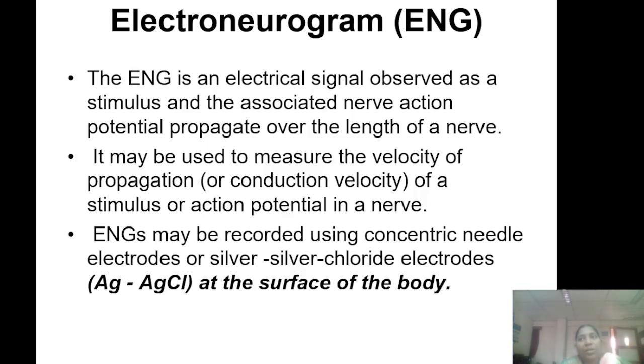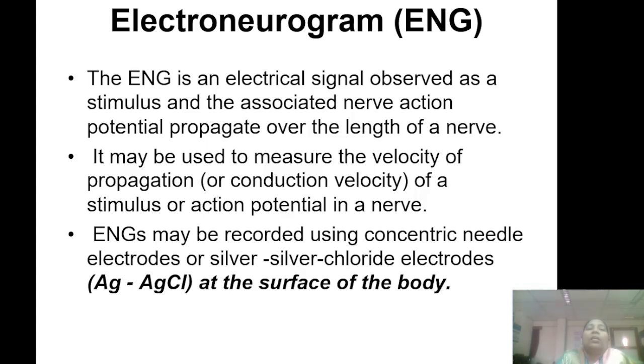We apply a stimulus to the nerve, and then we find the response of how the nerve is conducting. To record this electroneurogram, we use concentric needle electrodes that are pierced through the skin into the nerve. The tip of the needle is placed in the nerve to record the electroneurogram. Sometimes we can use surface electrodes also, silver chloride electrodes, to record this ENG. So either needle electrodes or surface electrodes are used.